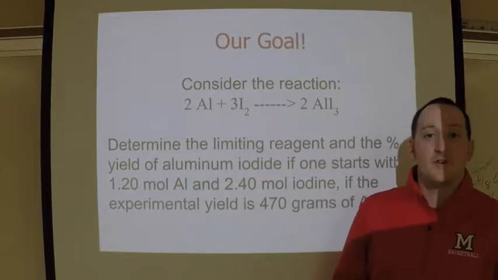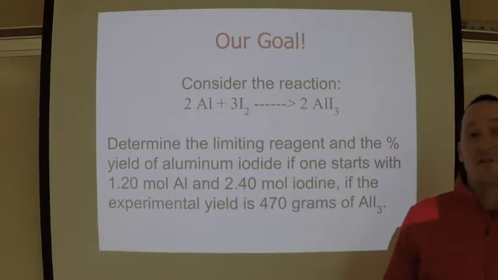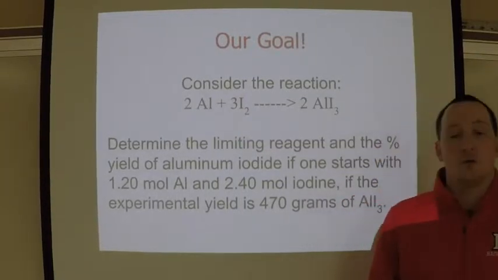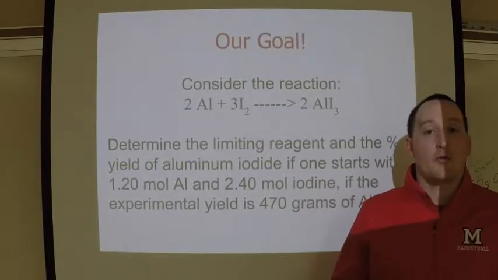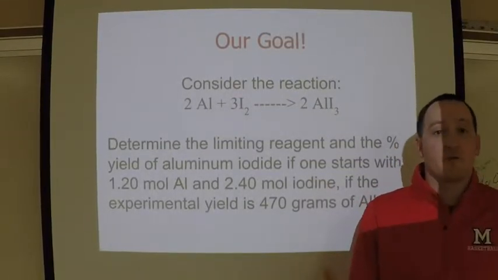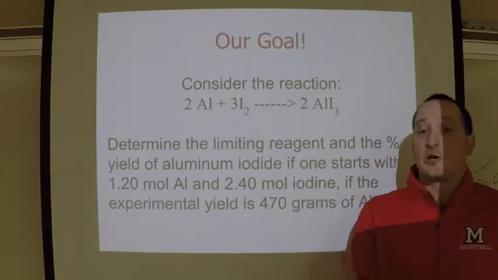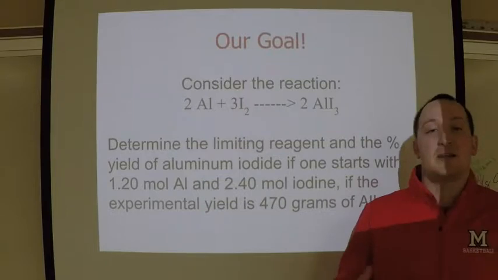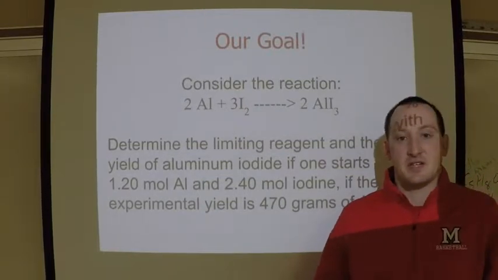Alright, now that you've finished that bell work problem, what we're going to be looking at today is basically what you did in your bell work. In your bell work, you looked at finding something called the limiting reactant. There was an ingredient that limited how many cookies you could make. The exact same thing happens in chemistry.